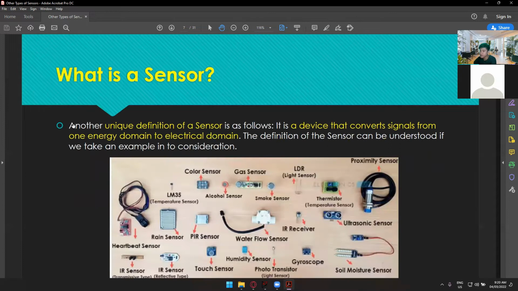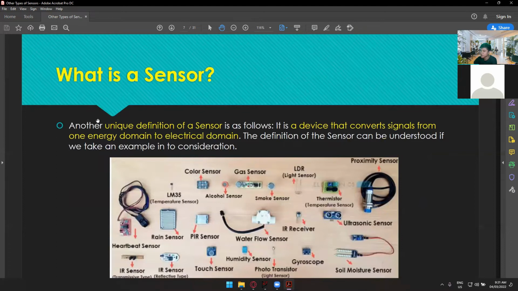And then we have here the different kinds of sensors. We have color sensor, gas sensor, LDR, and so on and so forth. We also have LM35. Just check them out later on. These are just the basics when it comes to sensors.